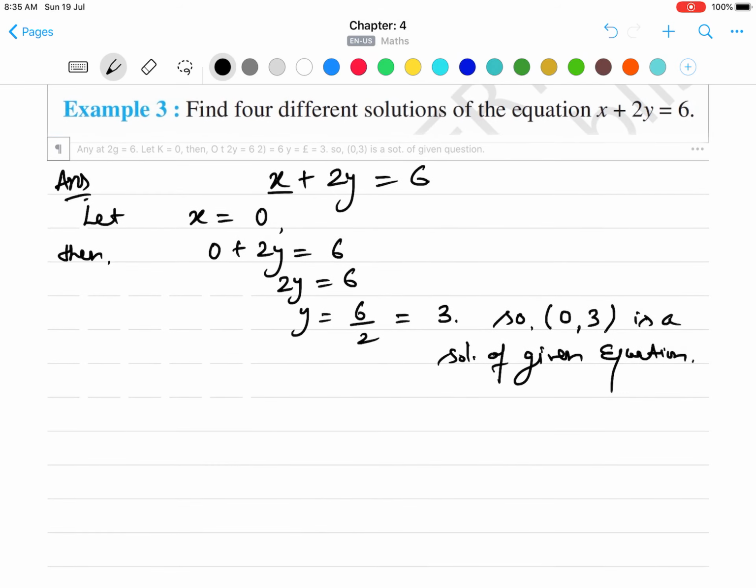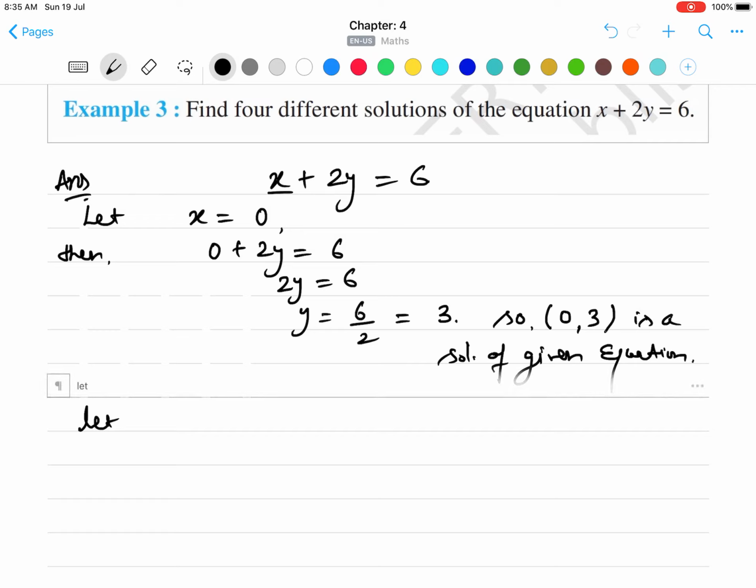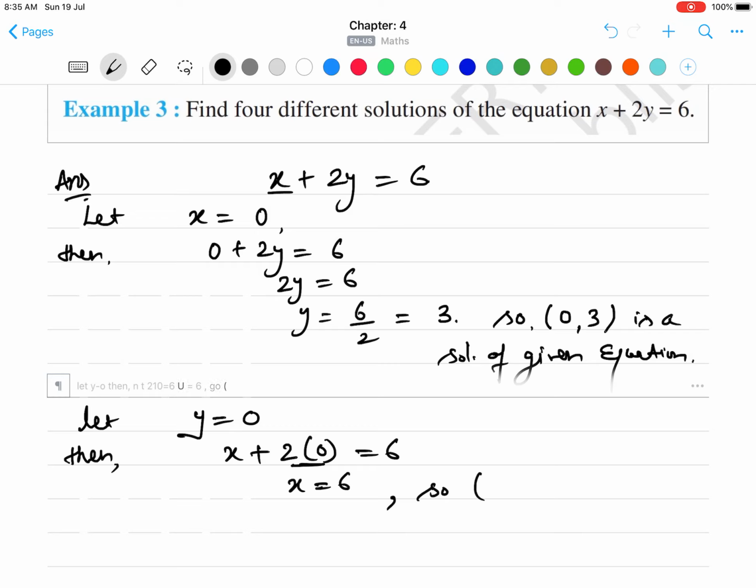Let's find another one. Let, this time, y equal to 0. Then in the same equation we have x plus 2, and in place of y we'll write 0, equal to 6. This 2 into 0 will result in 0, so we'll remain with x equals 6. Inside the bracket, first you have to add the value of x, which is 6, comma, then the value of y, which is 0, is another solution of the given equation.